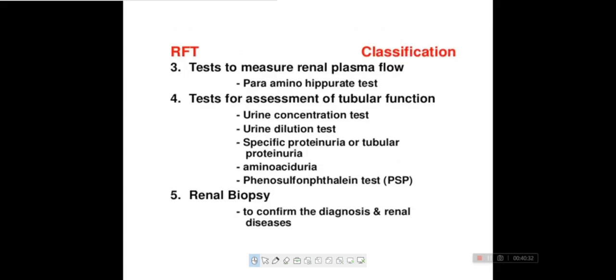Third is test to measure the renal plasma flow. Fourth is test for assessment of tubular function. These all are parts of the kidney nephron, that is PCT, DCT, collecting tubules, right? So these all are tests for different parts of the nephron. Urine concentration test, urine dilution test. Next, fifth is renal biopsy to confirm the diagnosis of renal disease, which type of disease is present in a kidney.